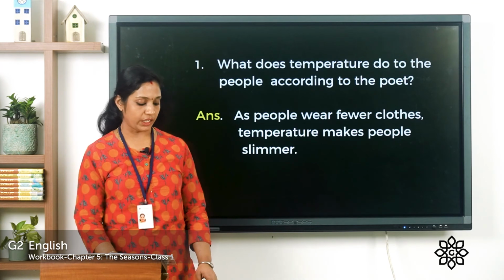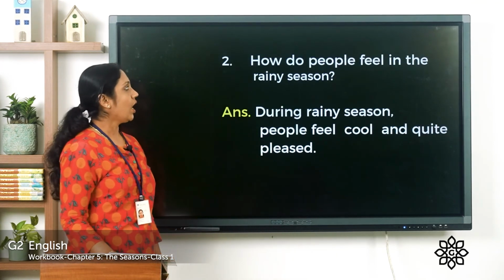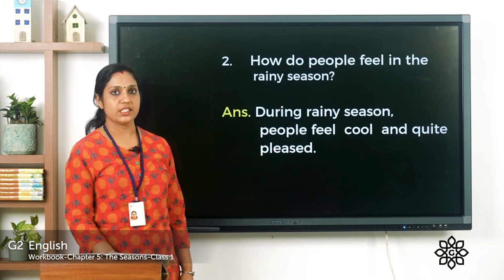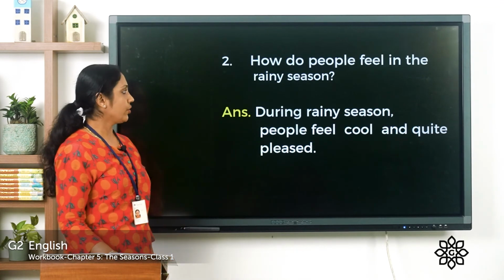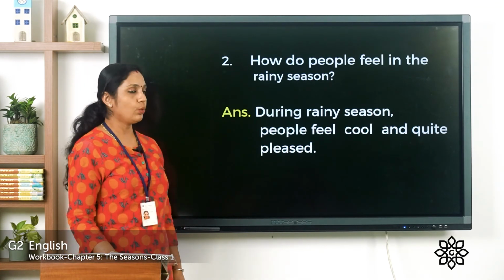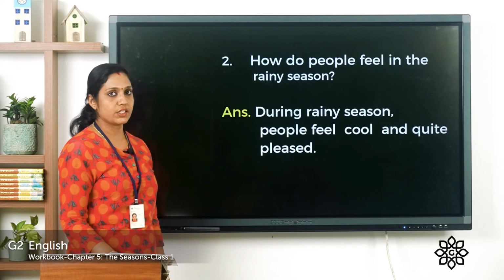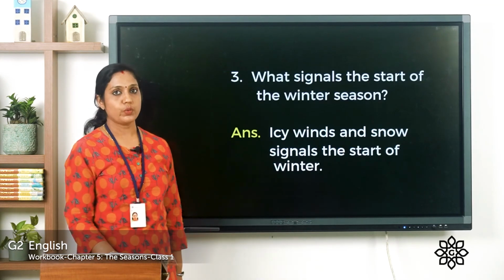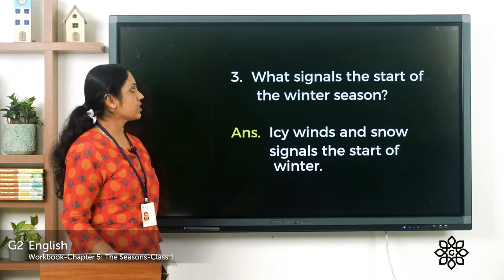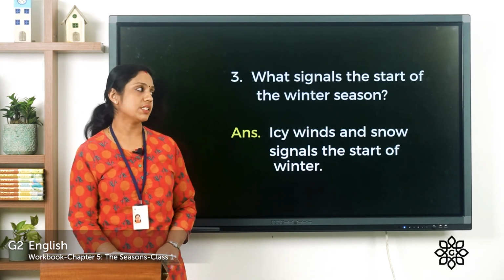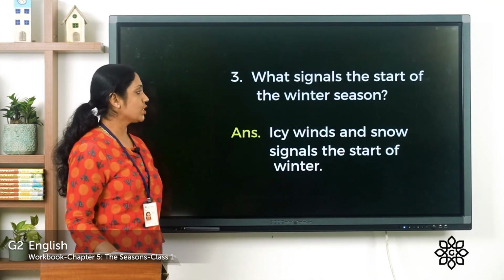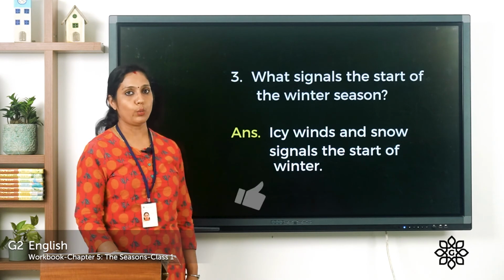Now, let's move on to our second question. How do people feel in the rainy season? And the answer, during rainy season, people feel cool and quite pleased. And the last question, what signals the start of the winter season? And the answer, icy winds and snow signal the start of winter.